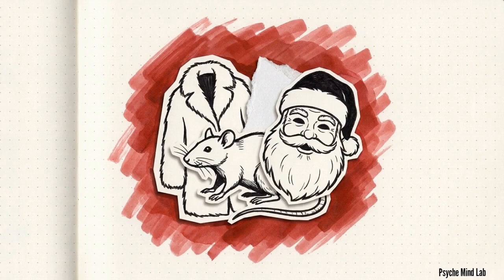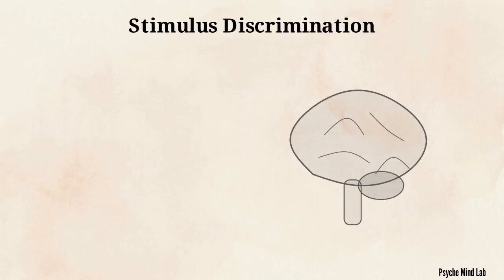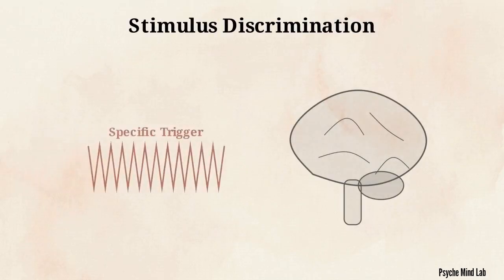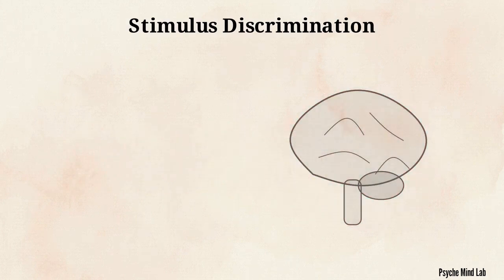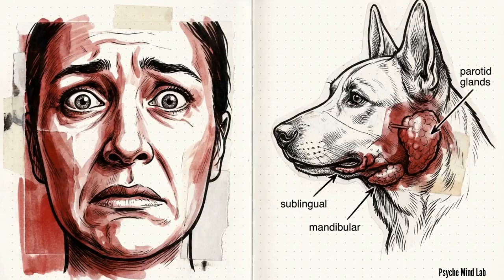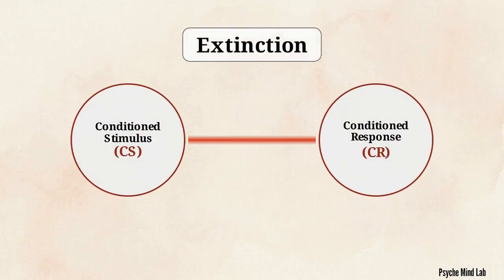Albert began to react with terror to other similar objects, including fur coats and Santa masks, a process called stimulus generalization. The brain can also learn stimulus discrimination, which is the ability to distinguish between a specific conditioned trigger and other similar but irrelevant sounds. Watson's work suggested that human phobias and complex emotional responses are built using the same mechanical rules as a dog's salivation. To unlearn these behaviors, one must use extinction.